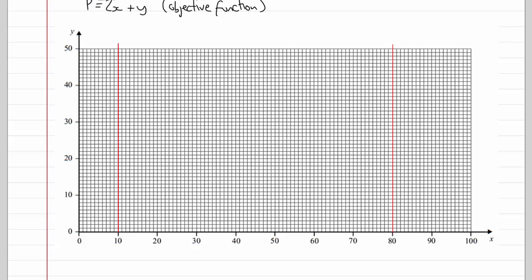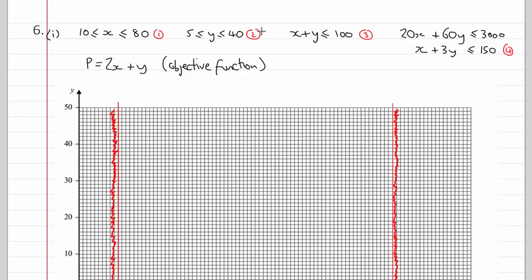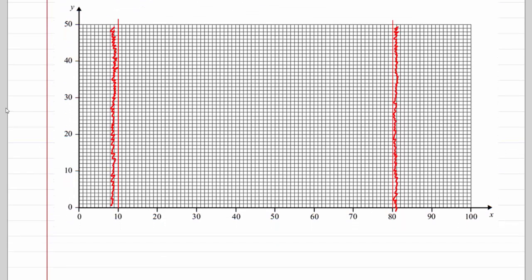Because x has to be greater than 10, we'll shade out the left hand side of this. Remember, we're shading the region that we don't want. So we can have anything to the right of this line, and x must be less than 80, so anything to the left of the other line. Our next constraints are y is between 5 and 40. They will be horizontal lines, one across from 5 and one across from 40. We want the region below the 40, so we'll shade out above the line, and we want above the y equals 5 line.